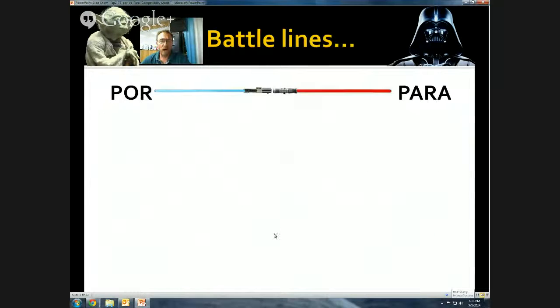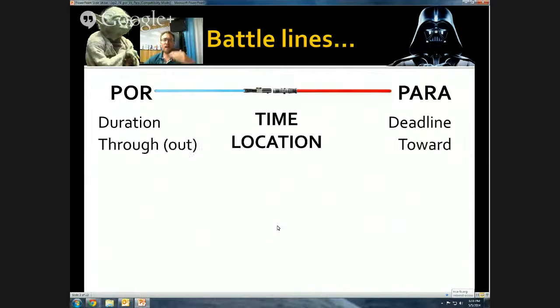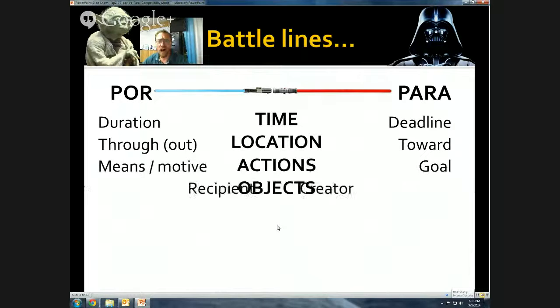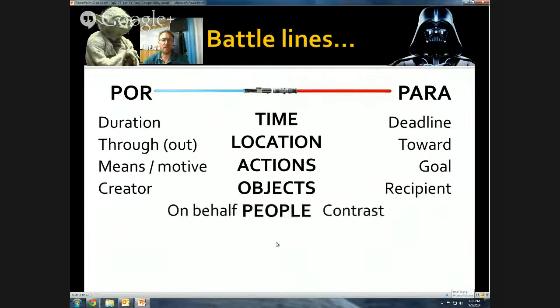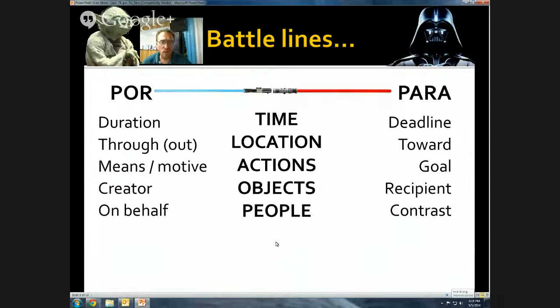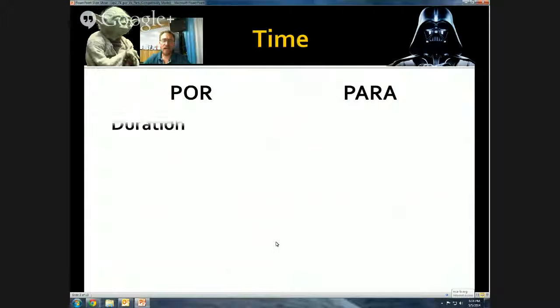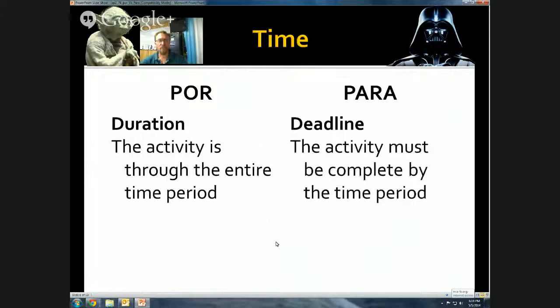So, por versus para, they keep a battle line on time, a battle line on location, a battle line on actions, objects, and of course people. And we're going to talk about each one of these. Now, they contrast quite a bit. First off, time. Duration versus a deadline.